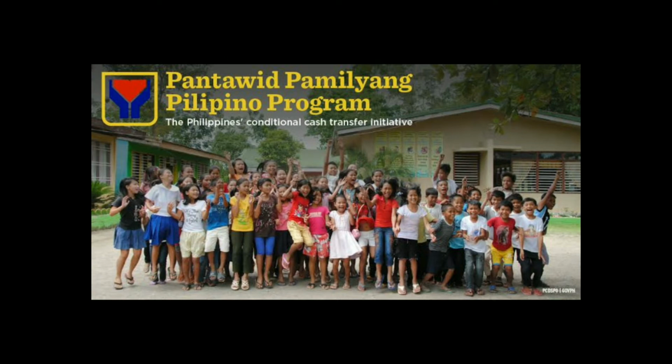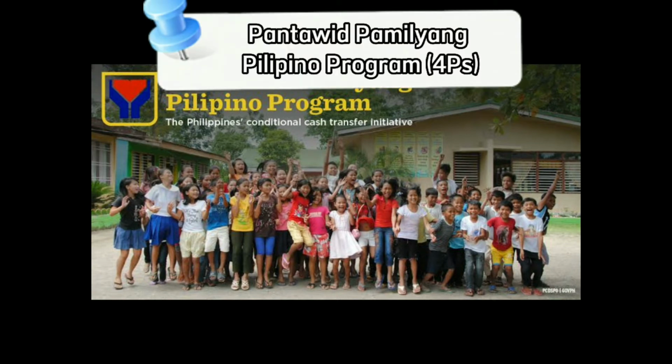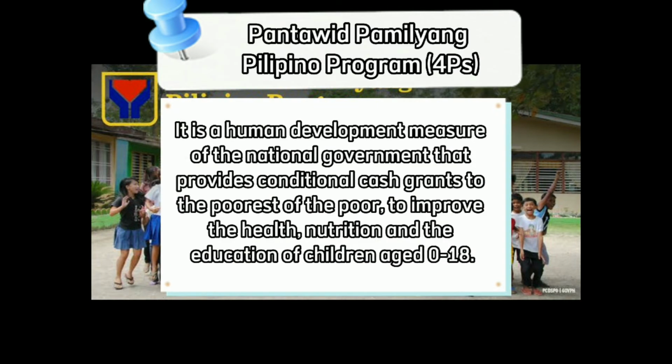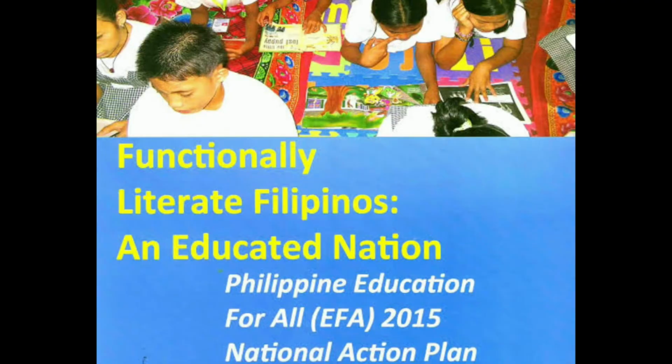The Philippines Conditional Cash Transfer Program, Pantawid Pamilyang Pilipino Program or 4Ps, is a human development measure of the national government that provides conditional cash grants to the poorest of the poor to improve the health, nutrition, and the education of the children aged 0 to 18.